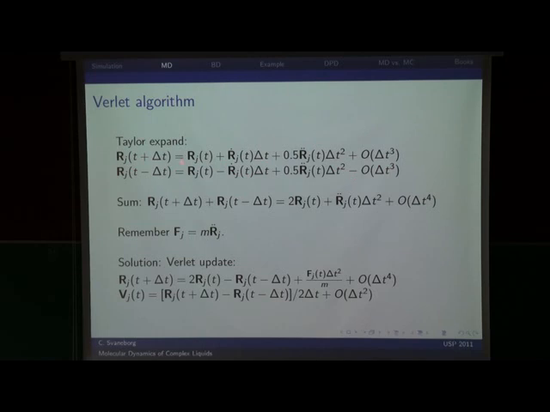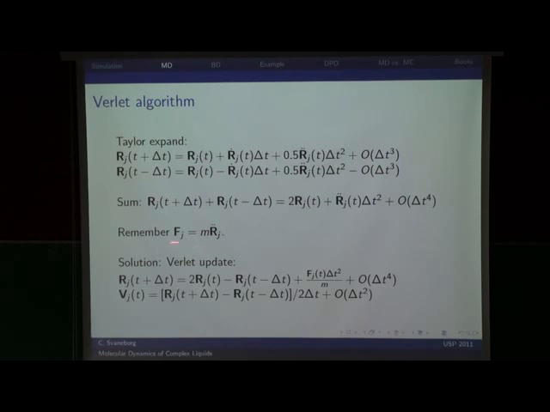So if we take the sum of these two equations, we can say, well, the position of the particle j at time t plus delta t plus the position of the particle at t minus delta t has to be, summing these two, 2 times the current position. These two terms drop out, plus the acceleration times delta t squared. And then the third order term drops out, and you end up with some fourth order term. And what is the acceleration? Well, remember the acceleration was just related to the force, the interaction potential.